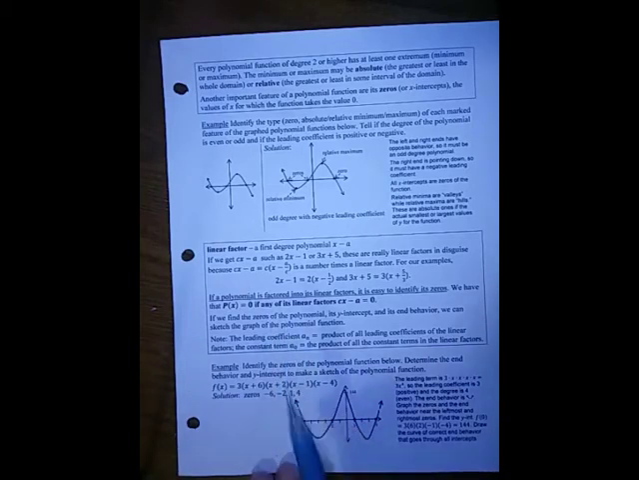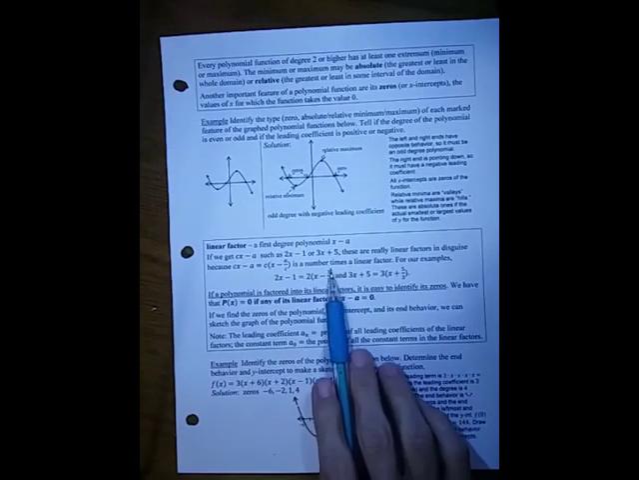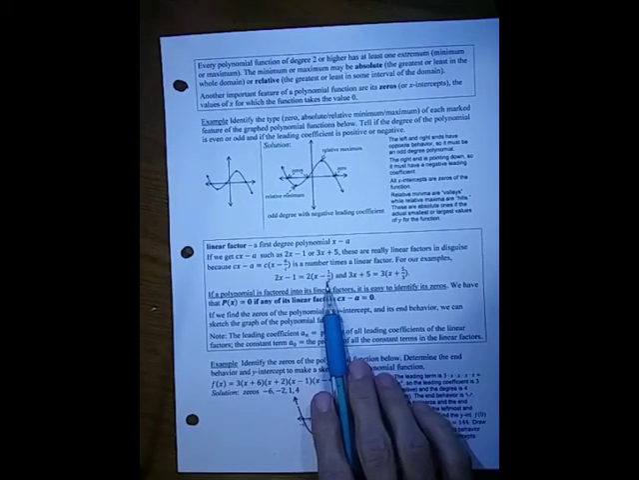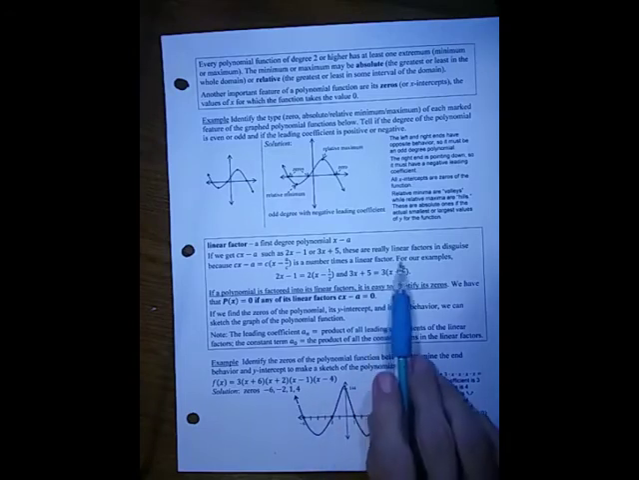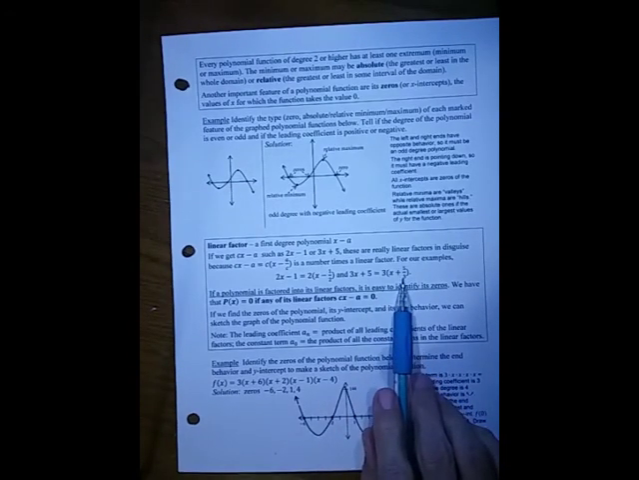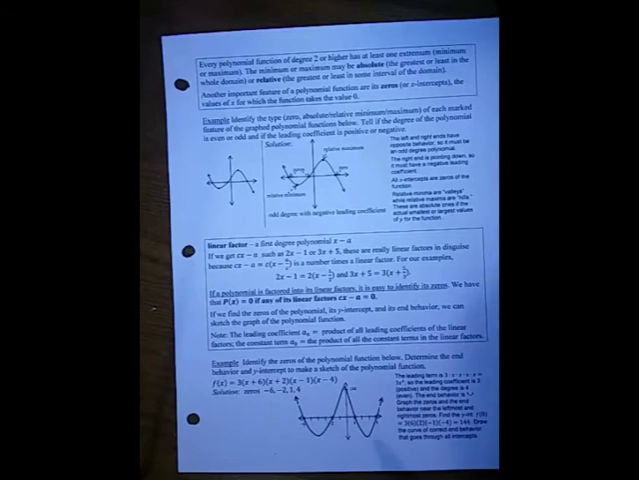If a polynomial is factored into its linear factors, it's easy to identify the zeros. You simply look at the linear factors and find out what would make each one zero. It will be the opposite sign of what you have here. This is subtracting a half, so the zero would be a positive a half. And for this one, it's a plus 5/3, so the zero would be a negative 5/3.